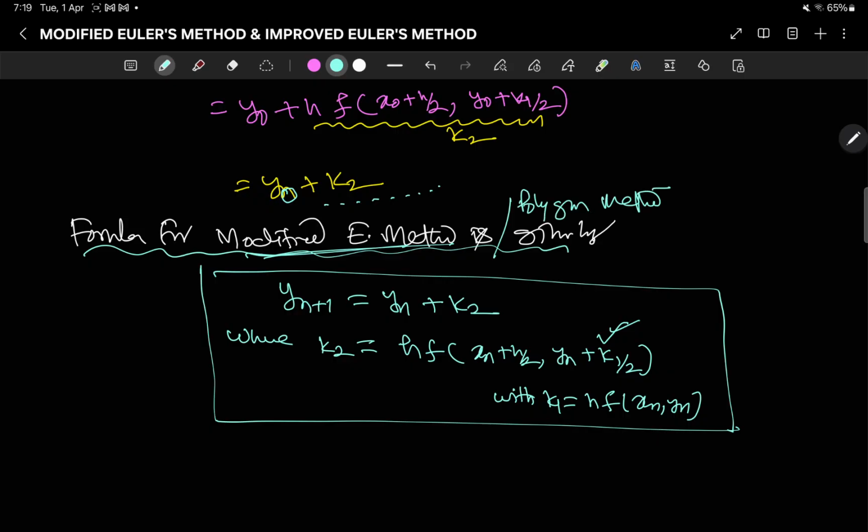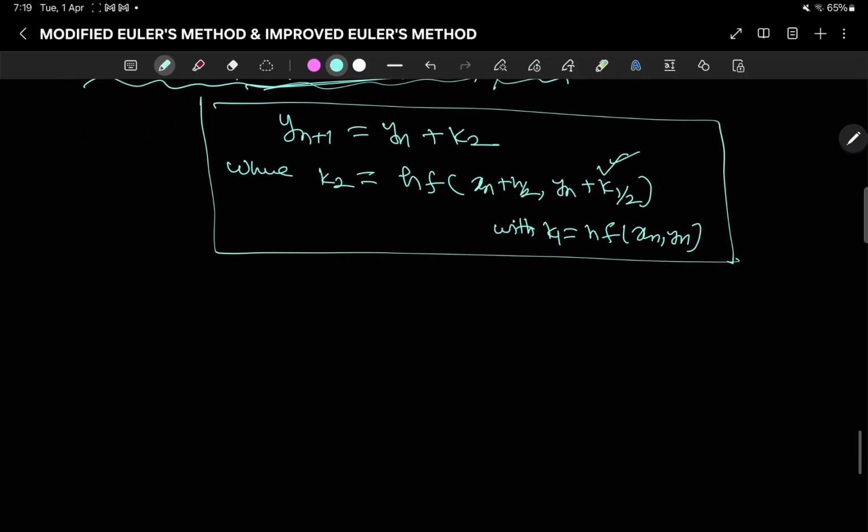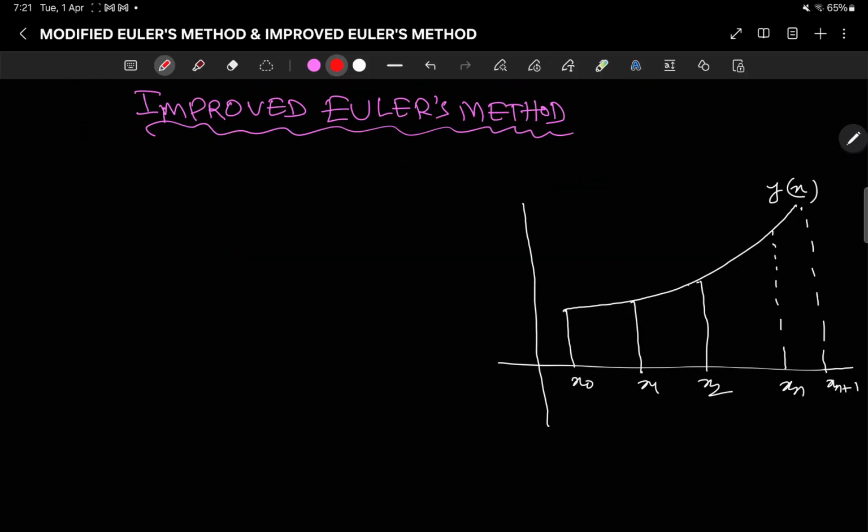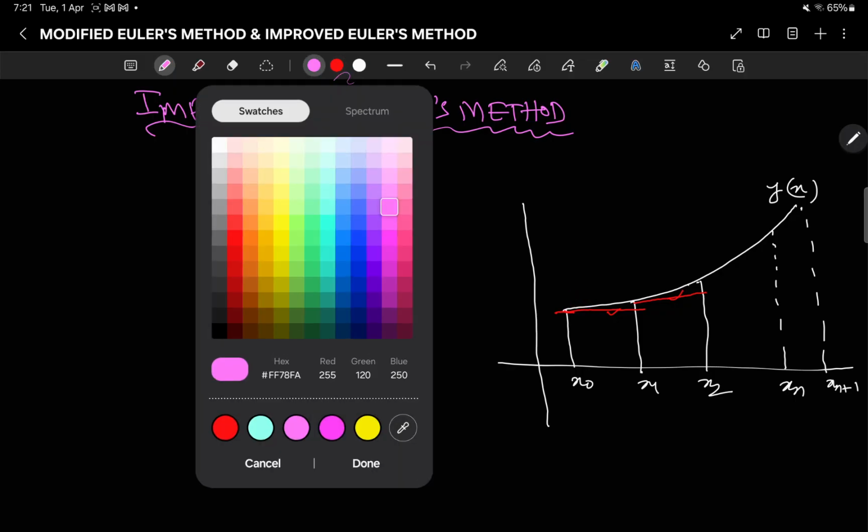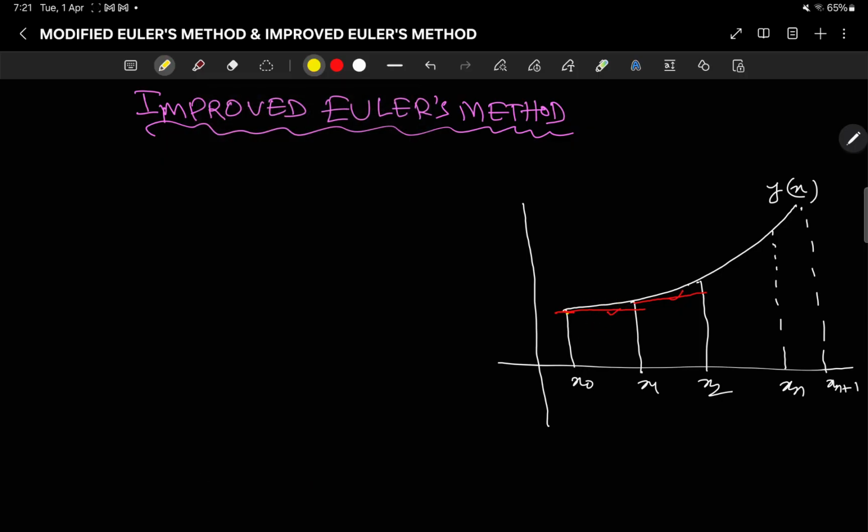Now let us derive the formula for improved Euler method. So in improved Euler method, what we are doing? We are taking the average of the slope here. So this is the tangent at this point. This is the tangent at this point. Now if I take the average slope of these two, then this average slope will be somewhere like this. So now this will be y1.